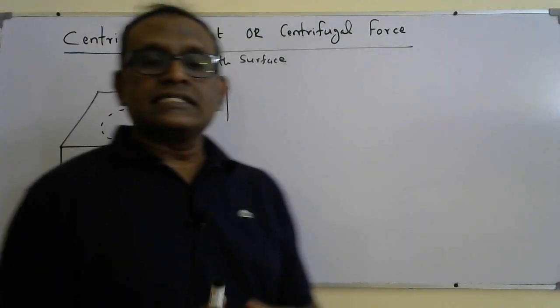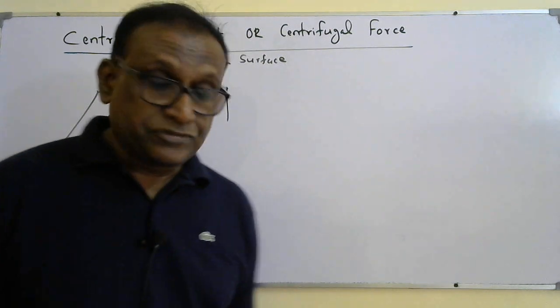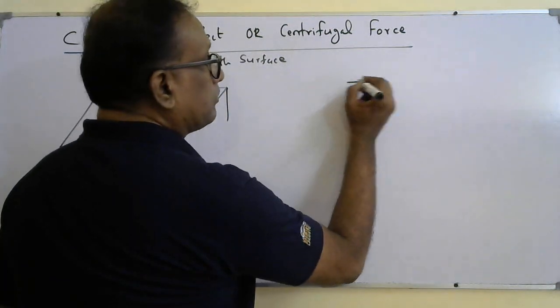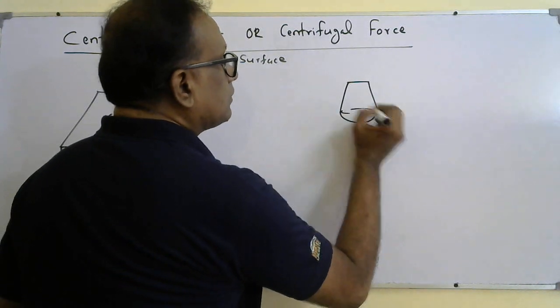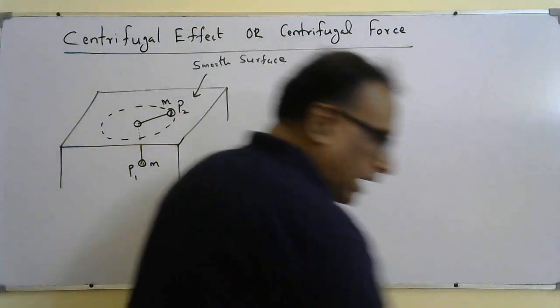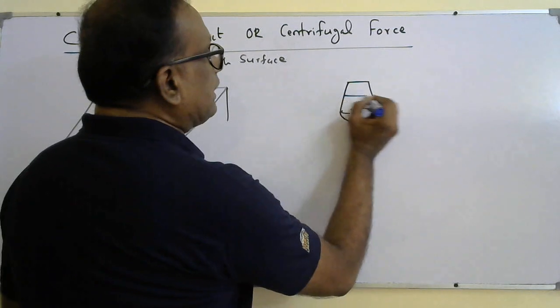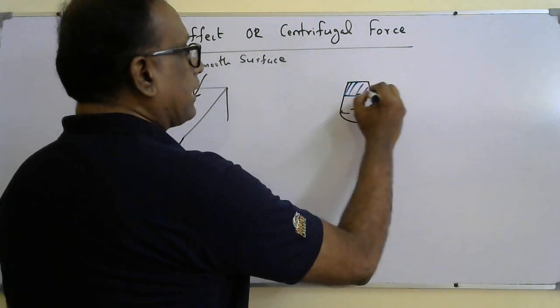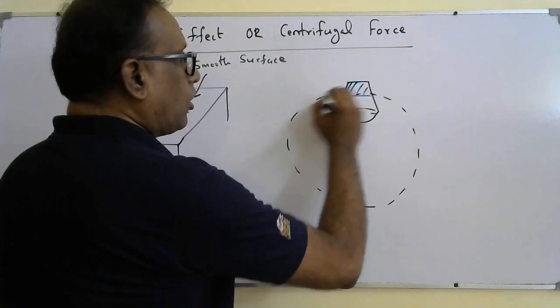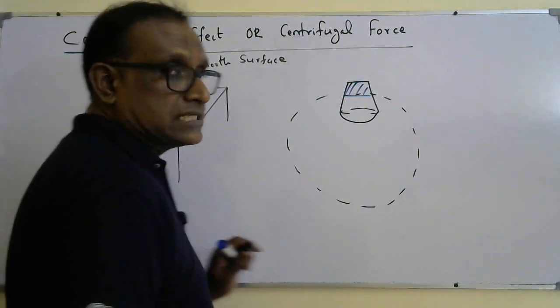In the same way, we can consider another good example for centrifugal effect. Imagine, take a small bucket and fill it with water. So fill it with water and rotate it on a vertical circular path, like this. On a vertical plane, rotate it on a vertical circular path.